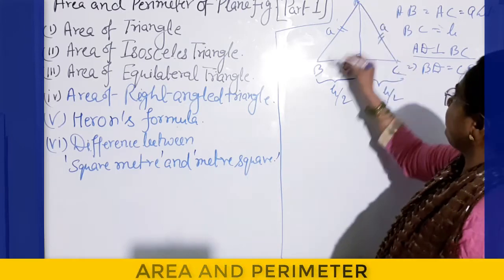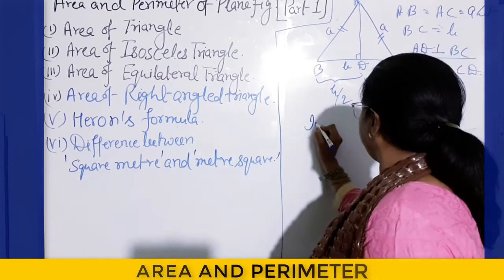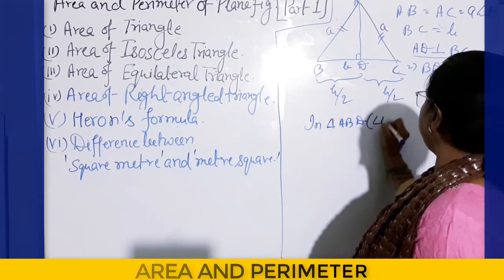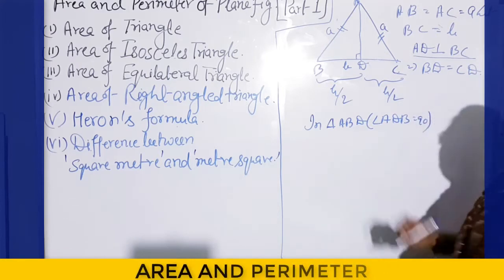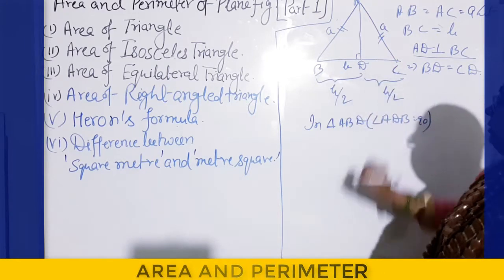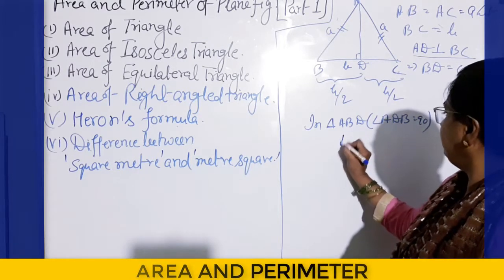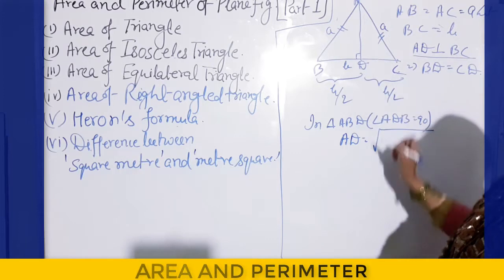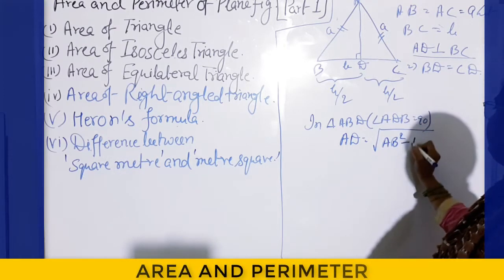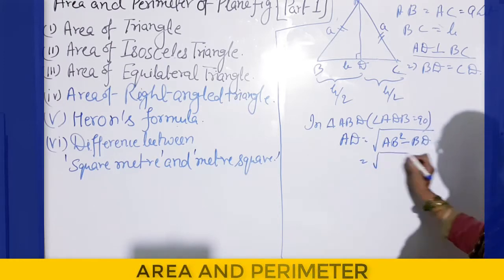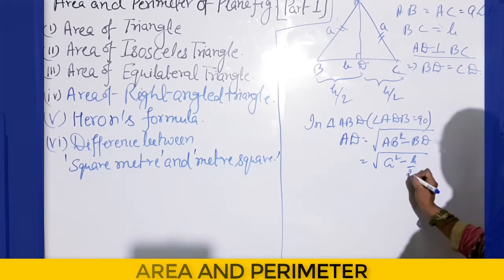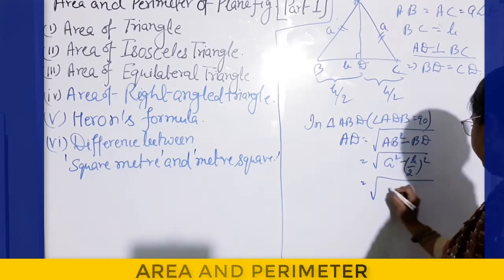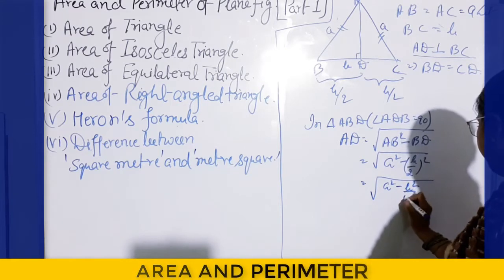Now in triangle ABD, which is a right angle triangle, where angle ADB is equal to 90 degrees, by Pythagoras theorem, height AD is equal to root under hypotenuse square minus base square, AB square minus BD square, equal to root under A square minus B by 2 whole square. B by 2 whole square is B square by 4.